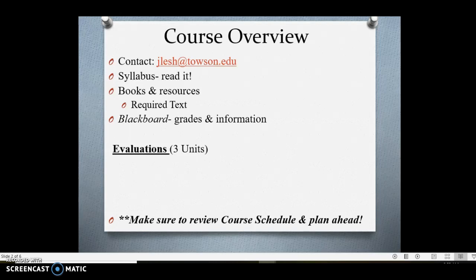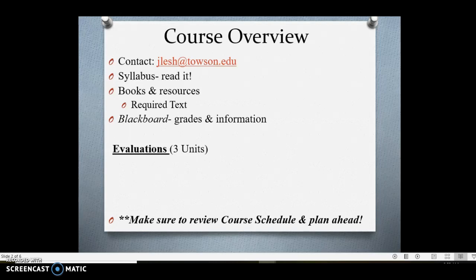The Blackboard site, which we'll take a look at in a minute, will have all of your grades and assignment information, so do familiarize yourself with the Blackboard site in advance of any deadline so that you're not caught last minute trying to figure out where do I post this or what exactly do I need to do.